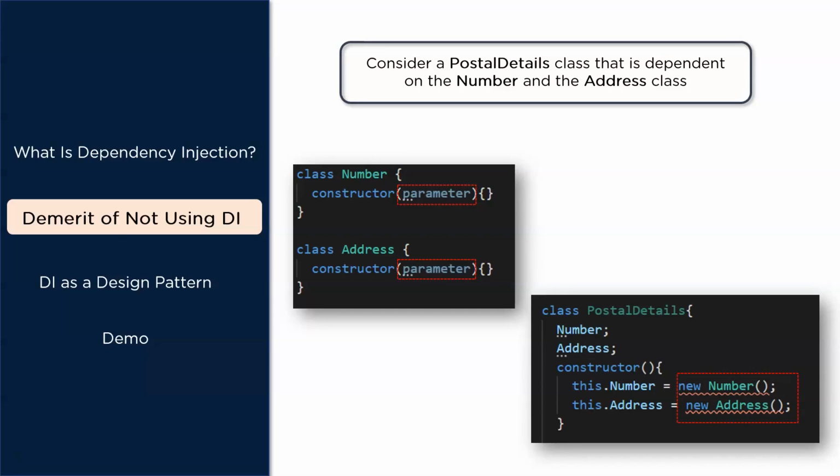The first drawback of using this traditional method is that the code is not very flexible. Anytime the dependencies change, the PostalDetails class needs to be changed as well. And the second drawback is that the code is not suitable for testing. Once you instantiate the new PostalDetails class, you get the same number and address. Even if you change the Number and Address classes every time, what if these classes are in turn dependent on other classes? Then it's going to be a chain reaction. So to overcome this, we make use of dependency injection.